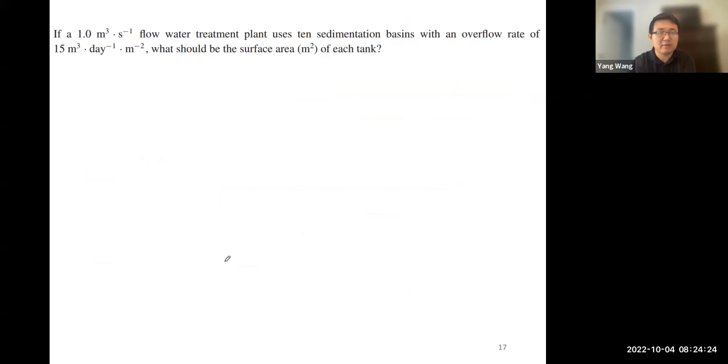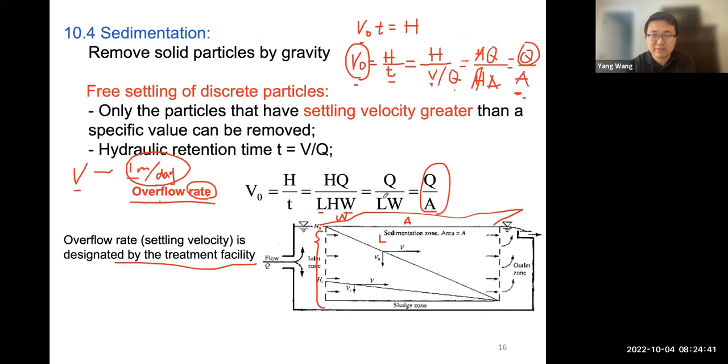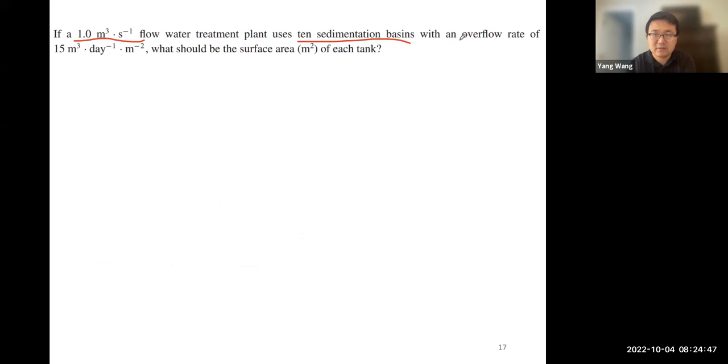Here we have an example problem. It is talking about a water treatment plant that has a flow rate of 1 meter cubed per second, and it uses 10 sedimentation basins. So instead of having one, they're having 10 of them, splitting the water flow into 10. It specifies an overflow rate of 50 meter cubed per day per meter squared. You may feel this value is a little bit terrifying, but if you cancel the units, you just get meter per day. So it's just a velocity term.